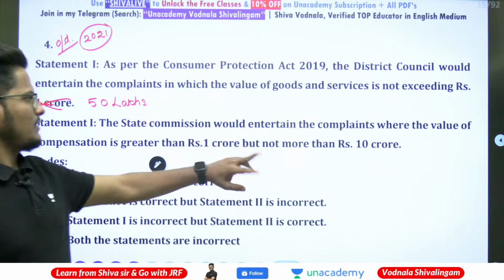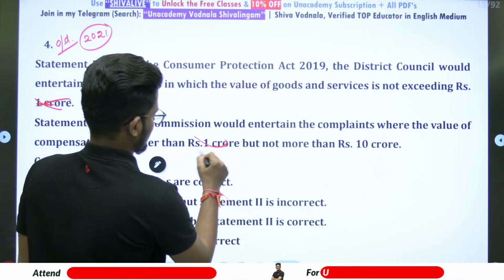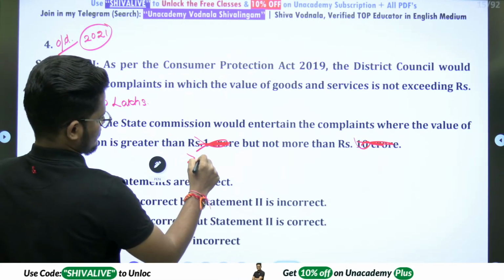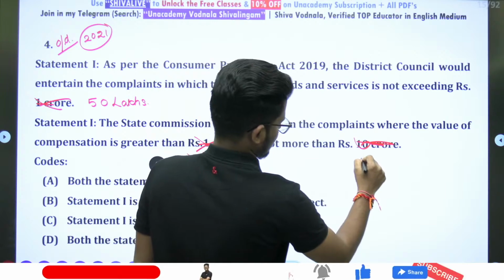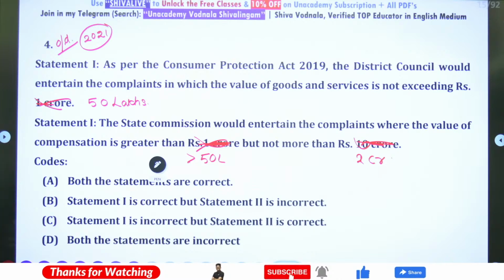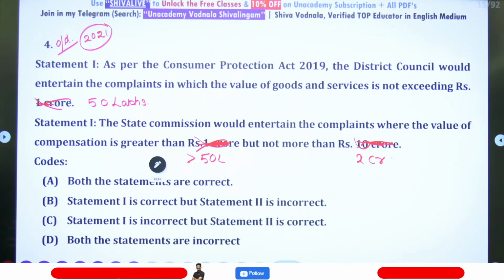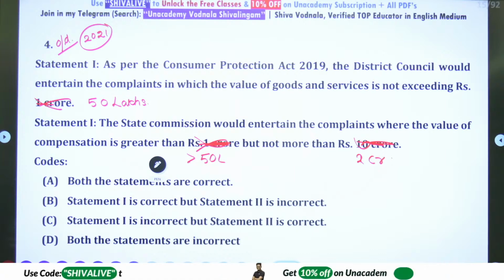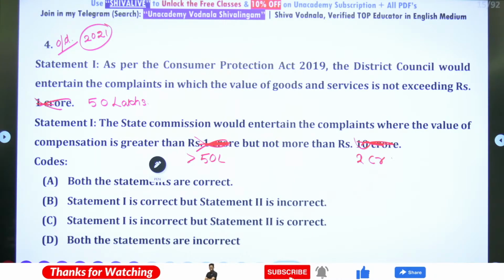Next, the state commission would entertain the complaints where the value of commission is more than 50 lakhs, less than 2 crore. Okay, now you can answer it. Please make the answer as per the new amendment. I'll give you the new amendment also. So option A must be the correct answer.